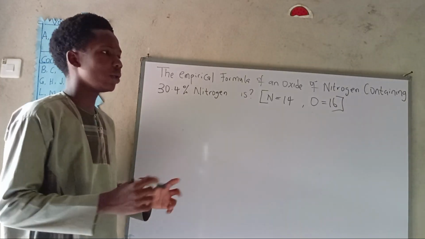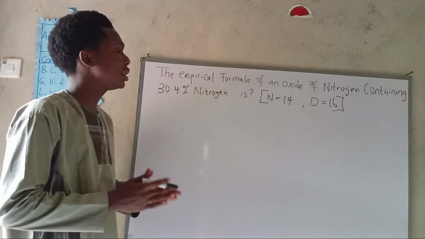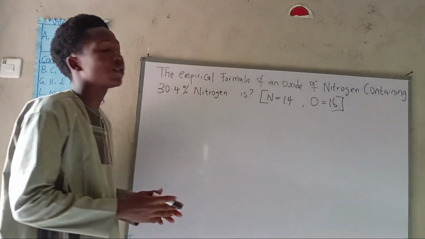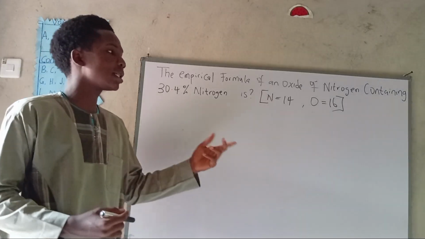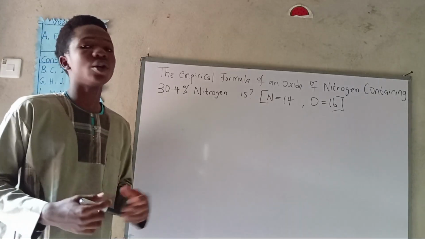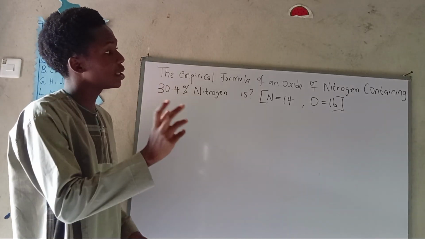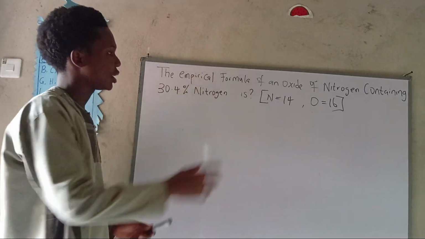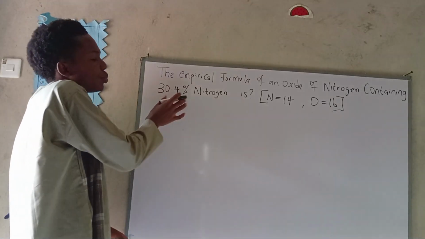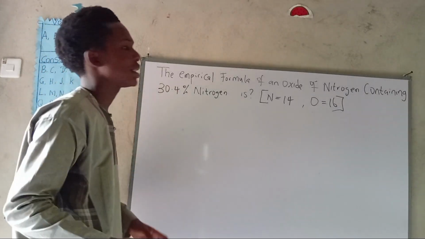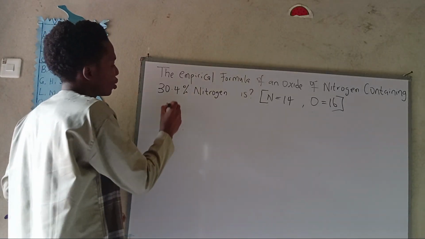Since percentage is over 100 and we've been given only the percentage of nitrogen in this question, what do we now do? We have to extract the percentage of oxygen from the 100. Knowing that the compound only contains oxygen and nitrogen, and we're given nitrogen, we subtract this from 100% to give us the percentage of oxygen. So now, let's do it.